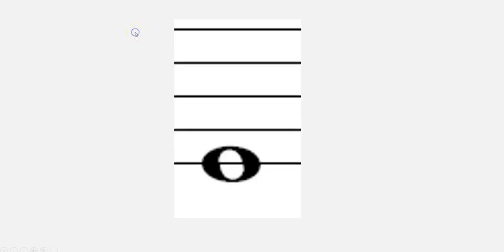It's a line note and it's D, E, F, G, F, A, D, E, C.